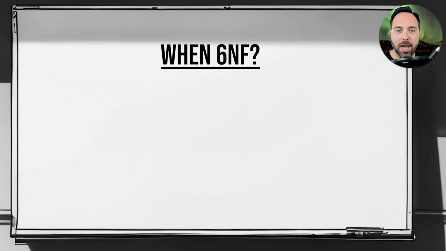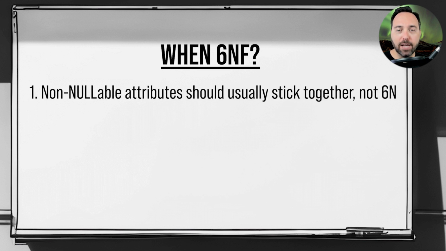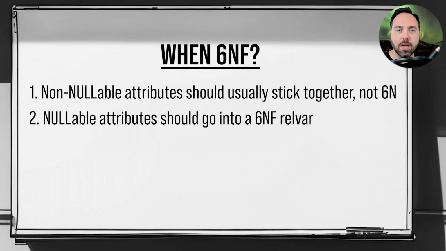Here's my take on the matter. First, if an attribute always has a value, that is, we are free of the dreaded null virus, then it's probably better to cluster those attributes together on a single relvar. But if an attribute might have missing information, then we could benefit from breaking it out into 6th normal form so that we avoid null.